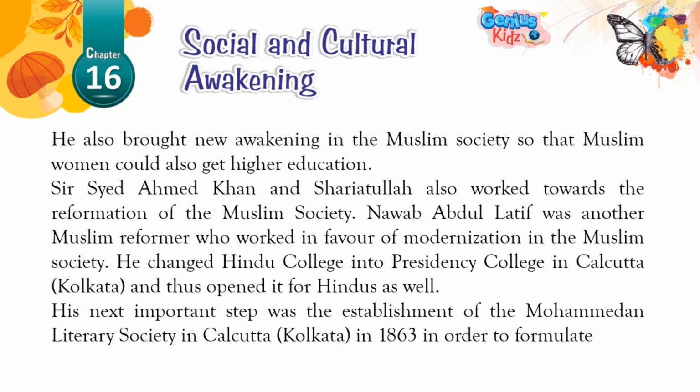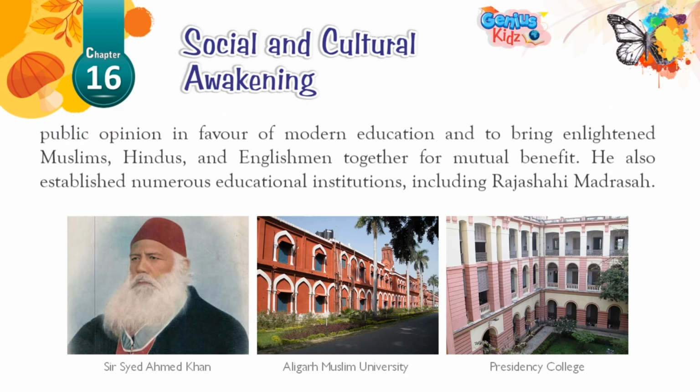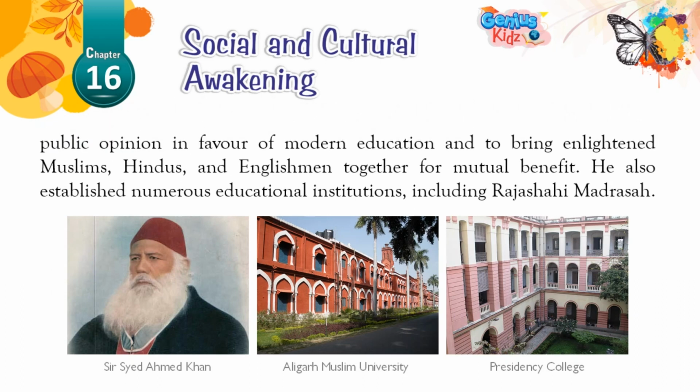Nawab Abdul Latif was another Muslim reformer who worked in favor of modernization in the Muslim society. He changed Hindu College into Presidency College in Calcutta, Kolkata, and thus opened it for Hindus as well. His next important step was the establishment of the Mohammedan Literary Society in Calcutta, Kolkata, in 1863 in order to formulate public opinion in favor of modern education and to bring enlightened Muslims, Hindus, and Englishmen together for mutual benefit. He also established numerous educational institutions, including Rajshahi Madrasa.